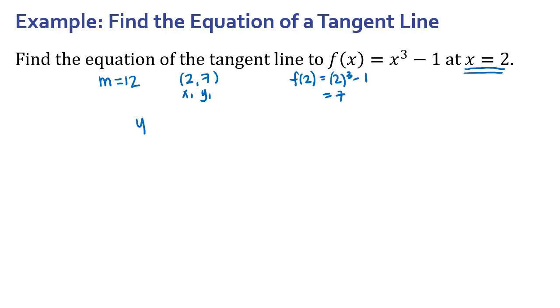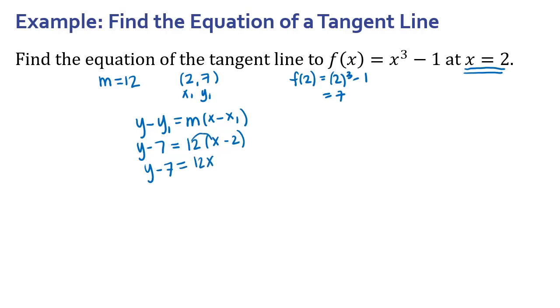Since I have a slope and a point, I'm going to use the point-slope formula for the equation of a line to find the equation of the tangent. So I get y minus 7 equals 12 times x minus 2. Distribute that 12 through, which gives us y minus 7 equals 12x minus 24. Then add the 7 to both sides, and I get 12x minus 17. So the equation of the tangent line to f of x equals x cubed minus 1 at x equals 2 is y equals 12x minus 17. We can also check this by graphing that line on that same applet. I'll leave that up for you to do.